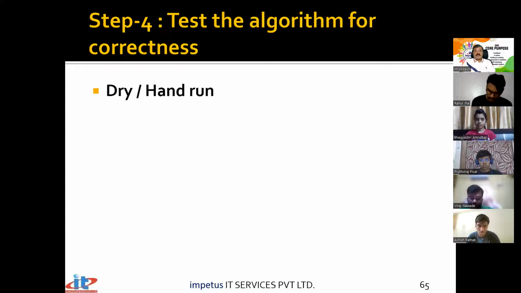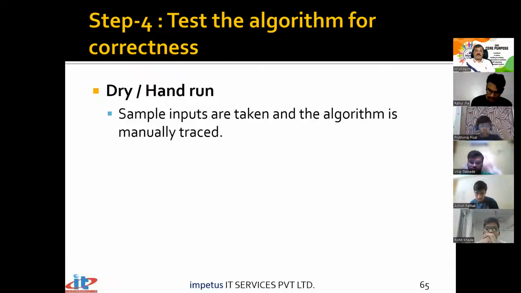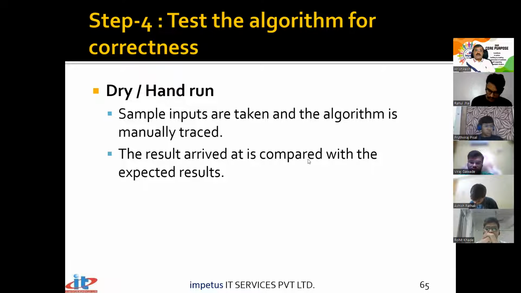So let's talk about this dry run slightly more. Sample inputs are taken and the algorithm is manually traced. So we are not going to feed this input to the machine. The program will be traced manually by you, by hand, on a piece of paper. And the result arrived at is compared to the expected result.